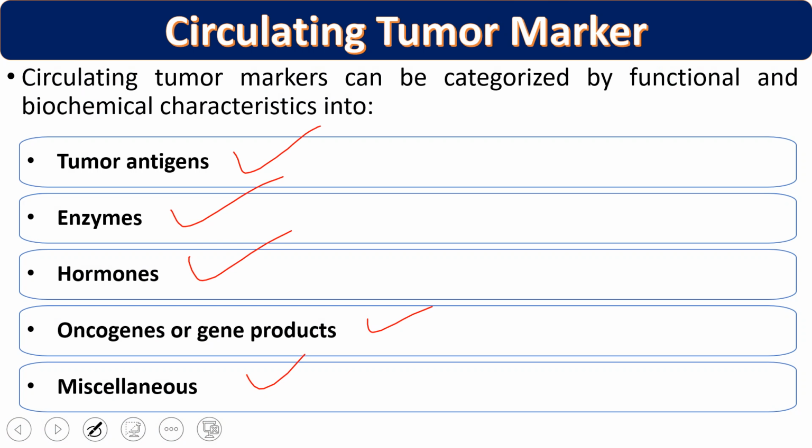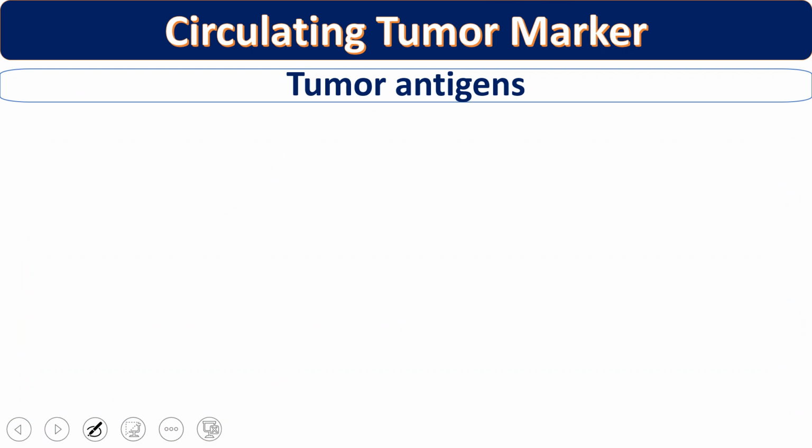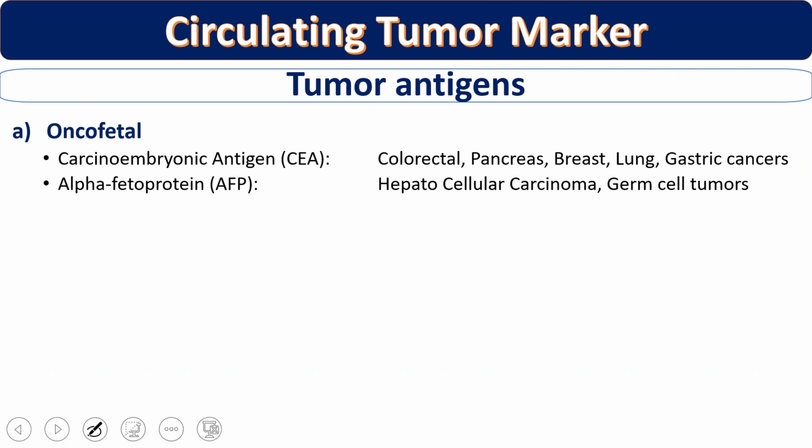One by one, we are going to see what these tumor antigens are, what those enzymes, hormones, oncogenes, and oncoproteins are. First, tumor antigens. These tumor antigens are going to be classified into three different classes. First one is oncofetal. Here we have two examples, that is CEA, carcinoembryonic antigen, and alpha fetoprotein.